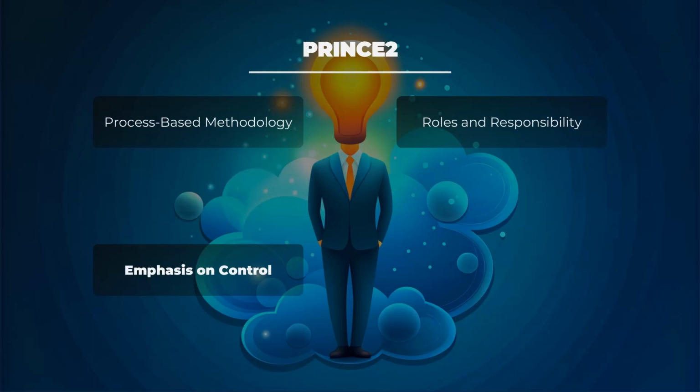Emphasis on control. A notable feature of PRINCE2 is the strong emphasis on project control. The methodology includes mechanisms for monitoring and controlling various aspects of a project, such as time, cost, quality, risk, and scope. This emphasis on control is intended to minimize deviations from the project plan and improve overall project management.